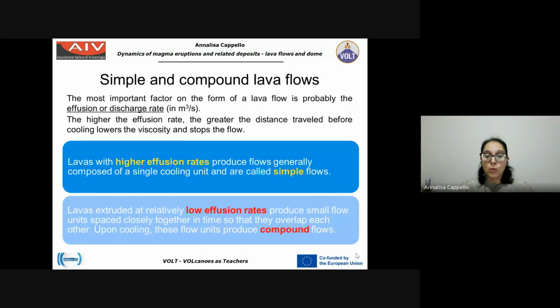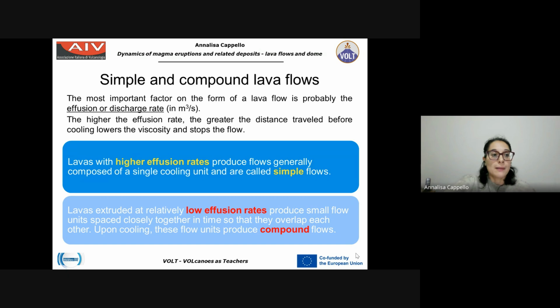While for low effusive eruptions, they tend to form different cooling units that are close together in time, so they can overlap, and these are called compound flows. So compound flows are those lava flows for which lavas can be divided into flow units, while in simple lava flows, the flow is not divisible.